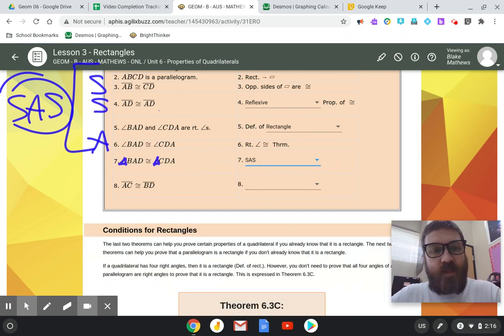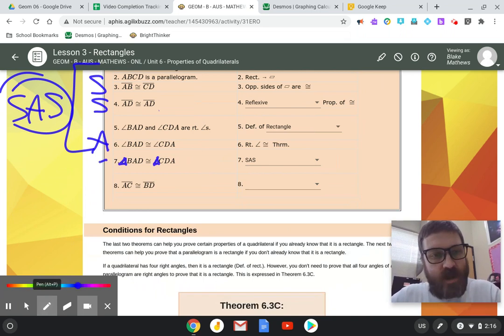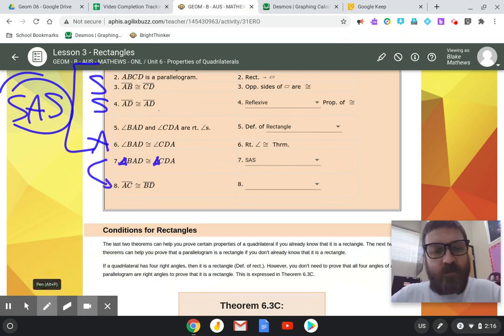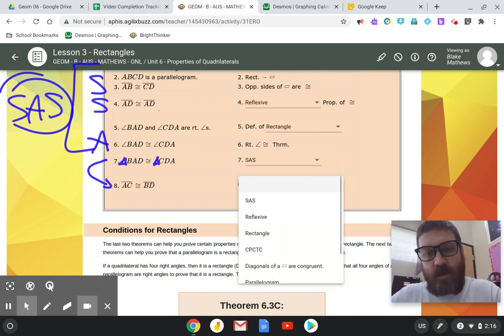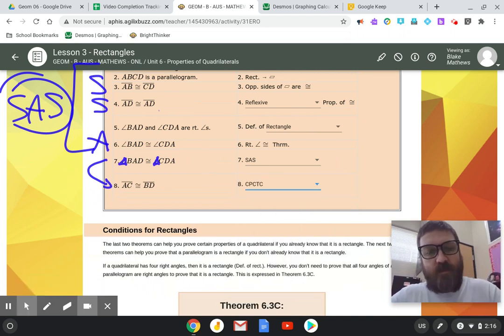And then lastly, we've proven that AC is congruent to BD. And I said this in a previous video. Anytime you prove that two triangles are congruent, and then the next statement is to say that parts of those triangles are congruent, you are doing CPCTC, which stands for, again, congruent parts of congruent triangles are congruent. Anytime you have triangle followed by something, either an angle or a side, you're doing CPCTC.